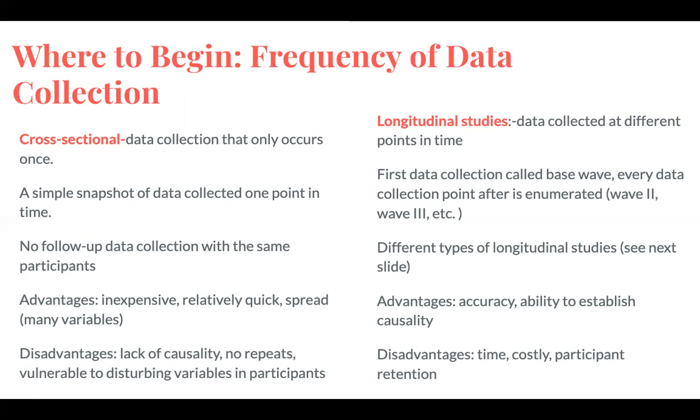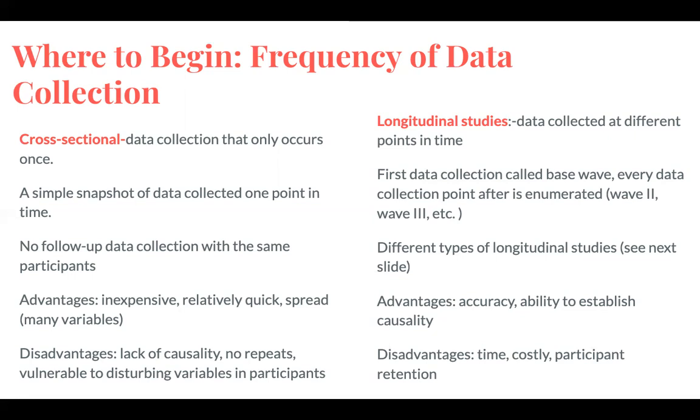The alternative to cross-sectional data collection is longitudinal data collection, longitudinal studies. This is data that's collected at different points in time, so it's collected over time. The first data collection is called the base wave, and then every data collection point after that is enumerated: wave 2, wave 3. There is a wave 1, but the correct terminology for that is base wave. And then every wave that comes after that is categorized by a number. There are different types of longitudinal studies, and we'll talk about that in the next couple of slides.